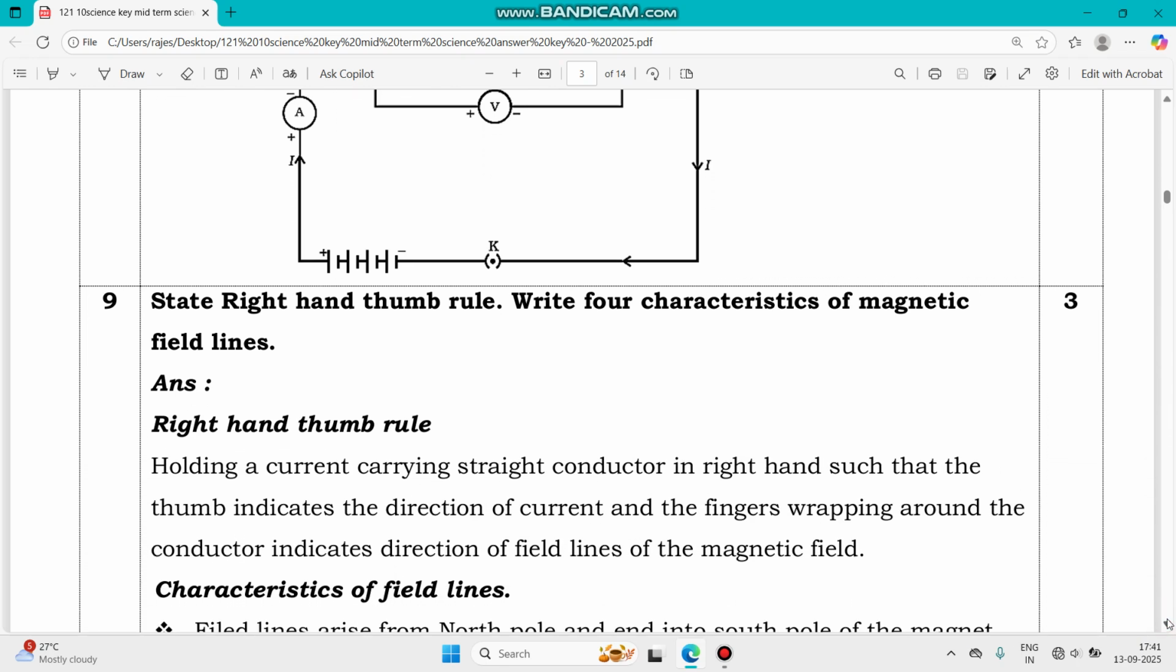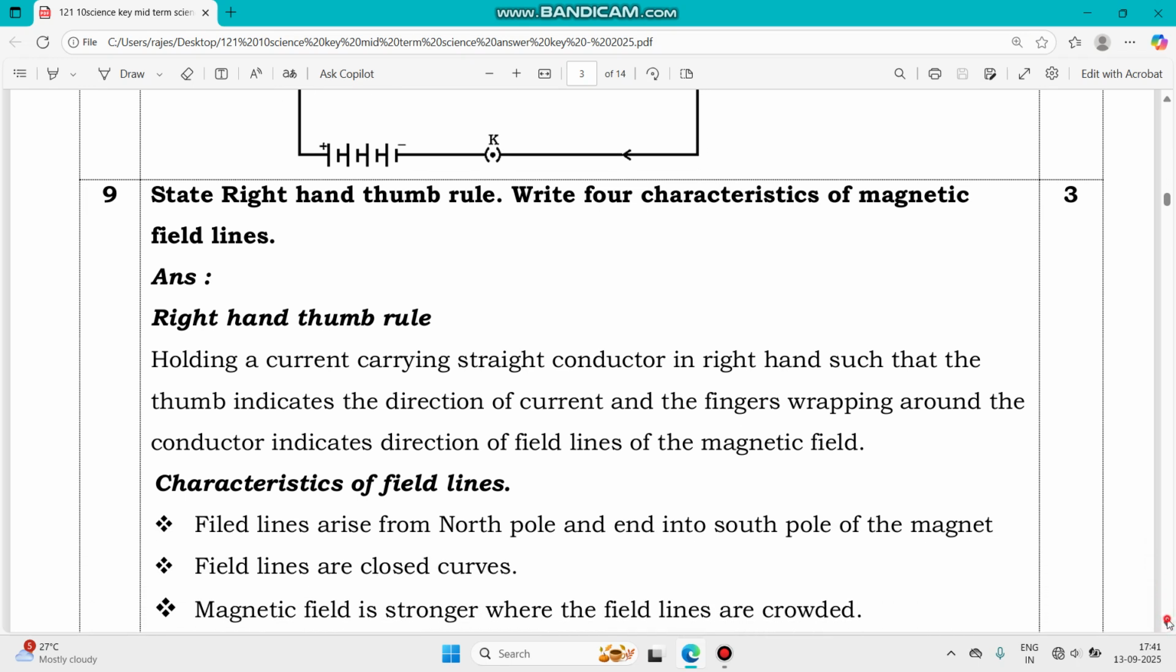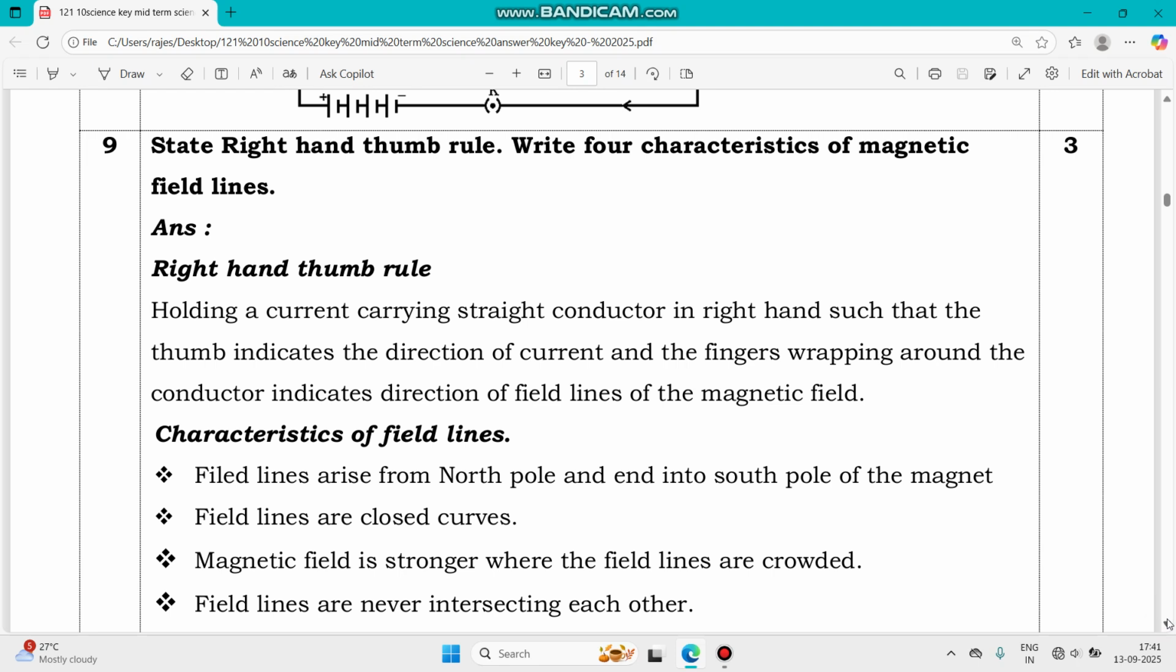State the right hand thumb rule. Write 4 characteristics of magnetic field lines. So the right hand thumb rule states: holding a current carrying straight conductor in the right hand such that the thumb indicates the direction of current, the fingers wrapping around the conductor indicate the direction of the field lines of the magnetic field.